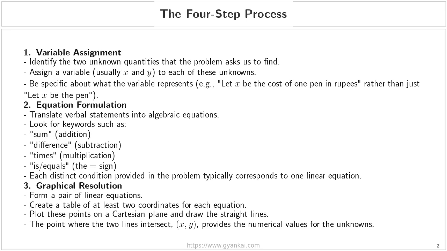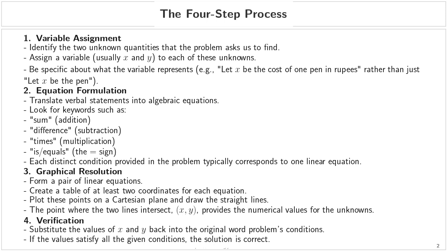Third, we perform the graphical resolution. Now that you have your pair of linear equations, you need to visualize them. Start by creating a table of at least two coordinates for each equation. Then, plot these points on a Cartesian plane and draw the straight lines through them. The most critical part of this step is finding the point where the two lines intersect. That specific intersection point, which we denote as (x, y), provides the numerical values for our unknowns.